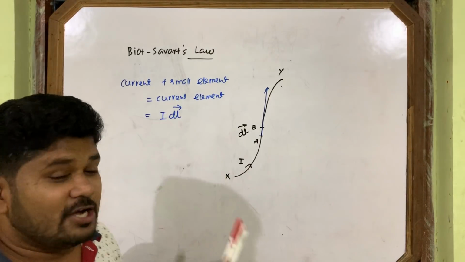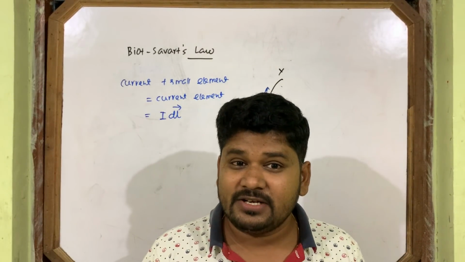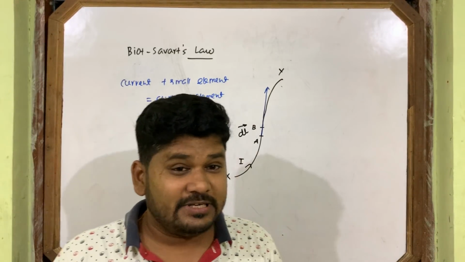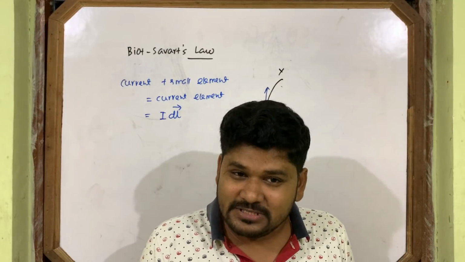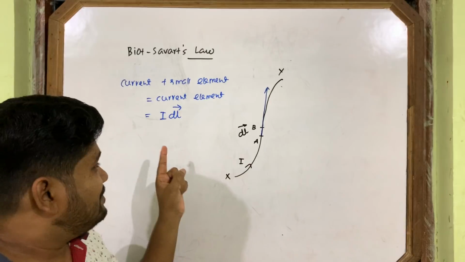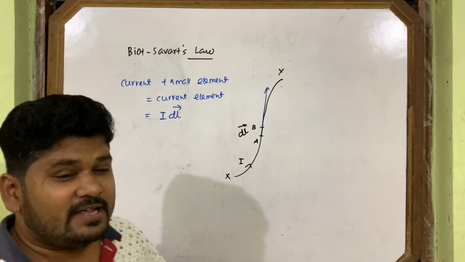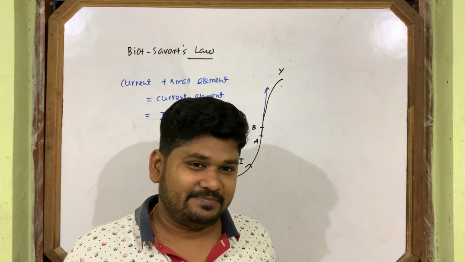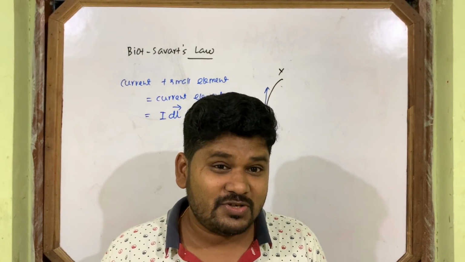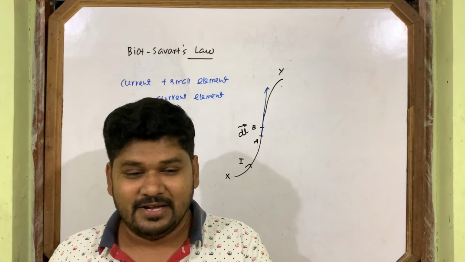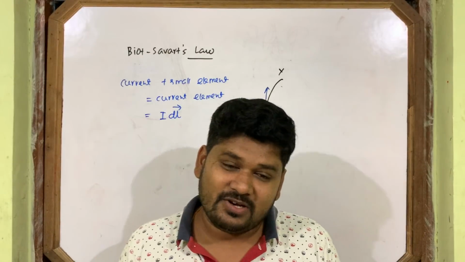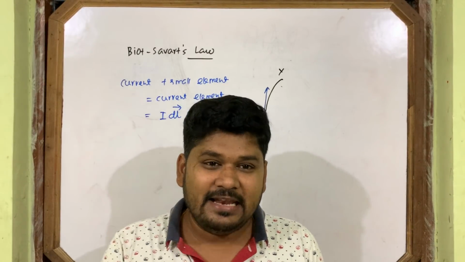I dl vector. Current is which quantity? Scalar quantity. dl vector is which quantity? Obviously vector quantity. So current is a scalar quantity, but current element is which quantity? Vector quantity. Again I am asking another question. Current density is which quantity? Also vector quantity. You have read in the previous chapter, current electricity, current density. Current is a scalar, but current density is a vector, current element is a vector.